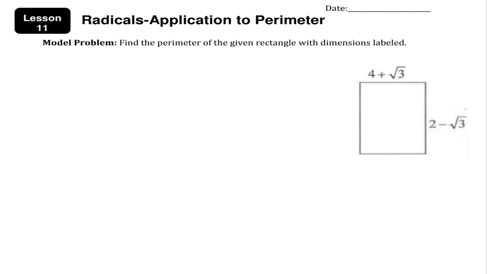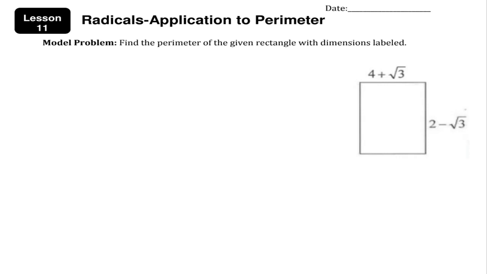So model problem, find the perimeter of the given rectangle with the dimensions labeled. So I'm going to find the perimeter of this rectangle. And obviously, as you can notice, they're going to involve radicals. So I'm going to start by writing a really long addition problem. The perimeter means the distance around a figure, and in this case, I'm going to add all four sides up.